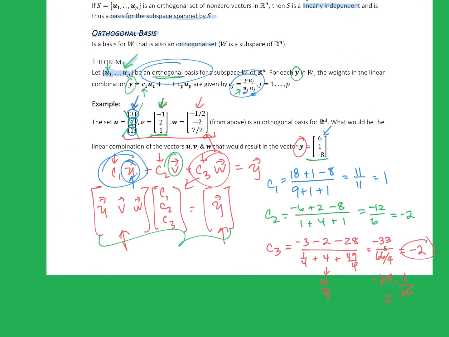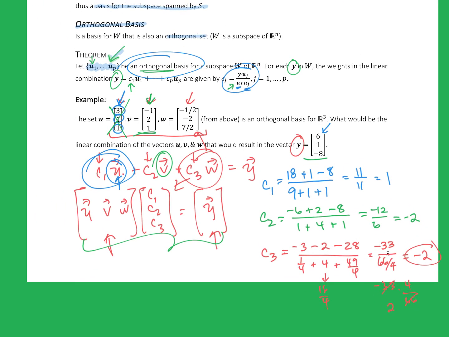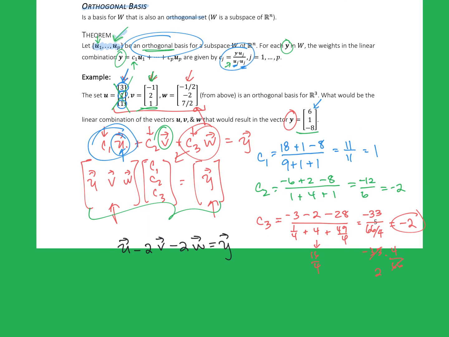Okay, so that means that, you ready? So if I do u minus 2v minus 2w, I should get y. And if you're feeling fancy, you could try it out, see how it goes, and double check my arithmetic. And if I fudged it up, you let me know. I can't wait.